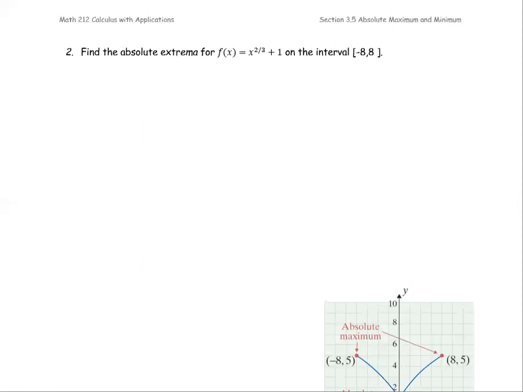In this example two, we're going to find the absolute extrema, or absolute max and absolute min values, for the function f of x equals x to the 2/3 plus 1 on the interval [-8, 8]. The steps to find the absolute max and absolute minimum: the first one, we're going to find the critical values by finding the derivative and letting it be 0, or letting it be undefined.